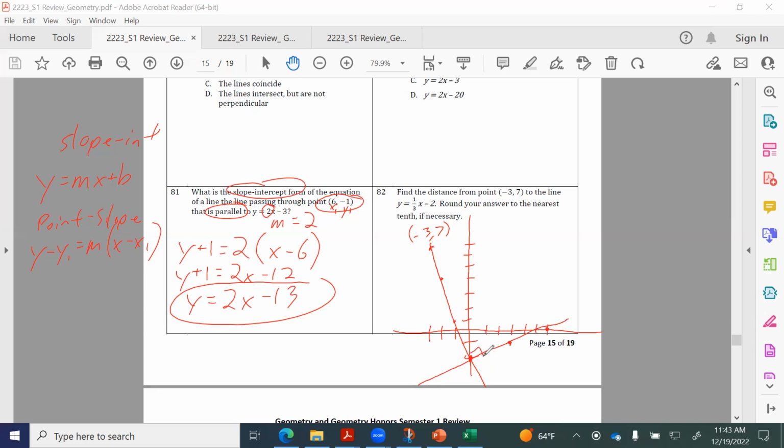And they want the distance now between those points. So our point here is at (0, -2). This equals the square root of (-3 minus 0) squared plus (7 minus -2) squared. 3 squared is going to be 9. 9 squared is 81. Add them together. That's 90. So you have the square root of 90. It said round. So if we plug that into the calculator and round, it gives us roughly 9.5.